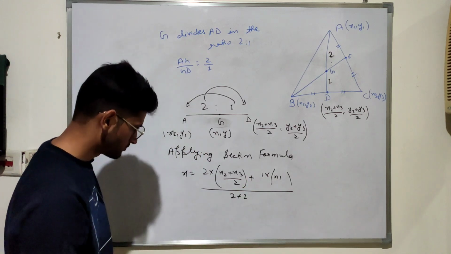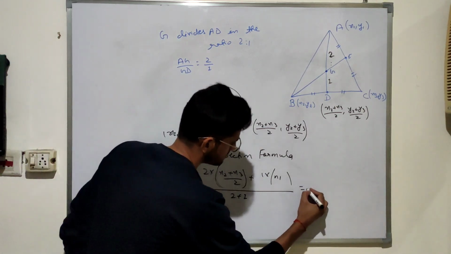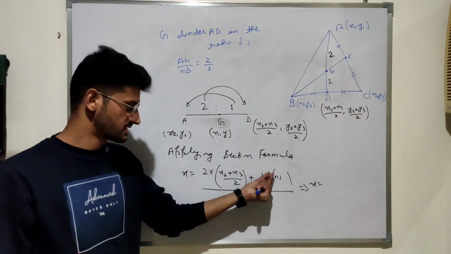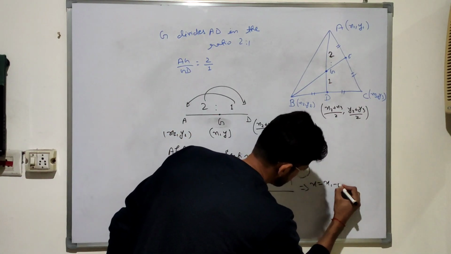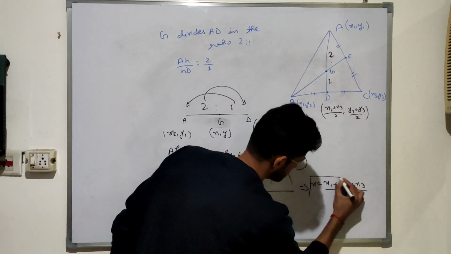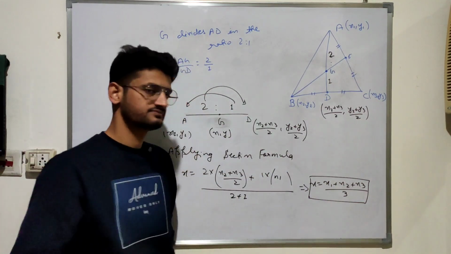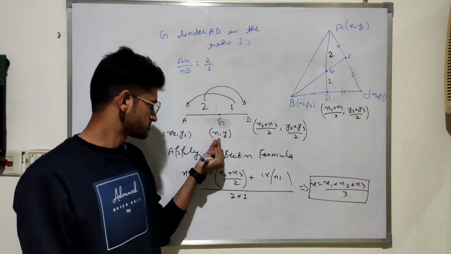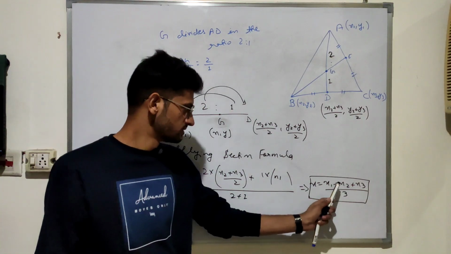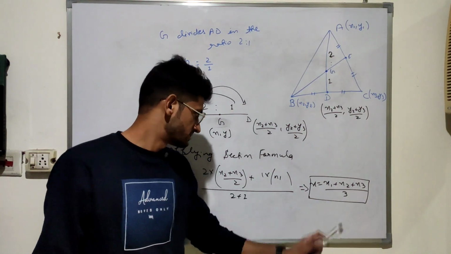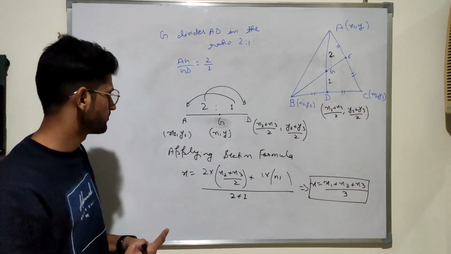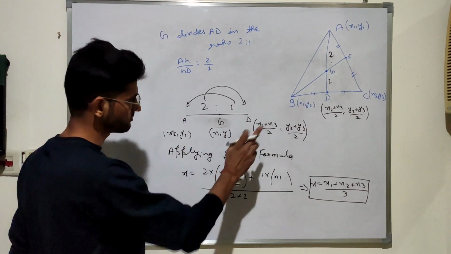Here it is 3. After solving it, the 2 will get cancelled out, so we have x2 plus x3 plus x1. Basically x is equal to x1 plus x2 plus x3 divided by 3. So we got the x coordinate of point G, that is the centroid. Similarly, we need to find the coordinate of y. How will we do that? We will apply the same formula in terms of y.